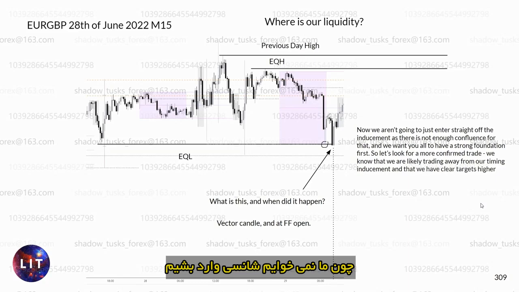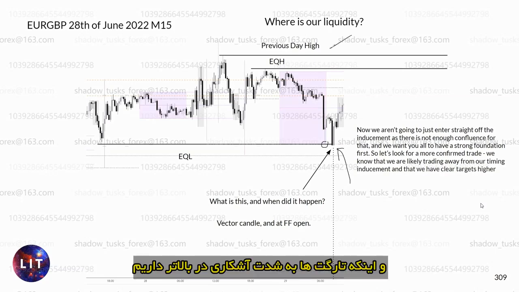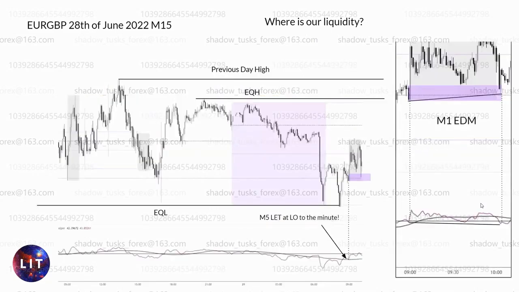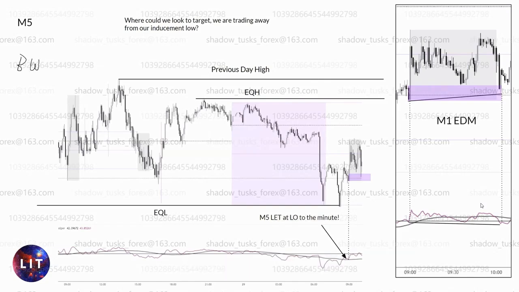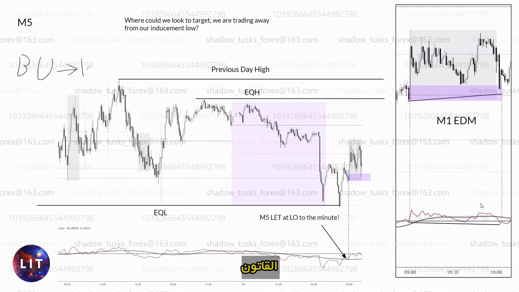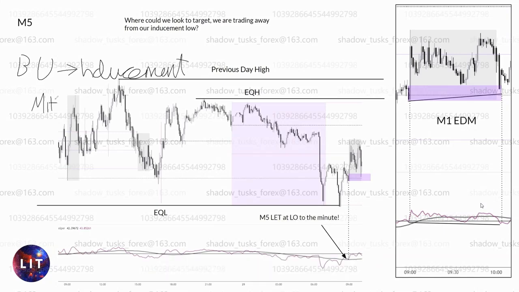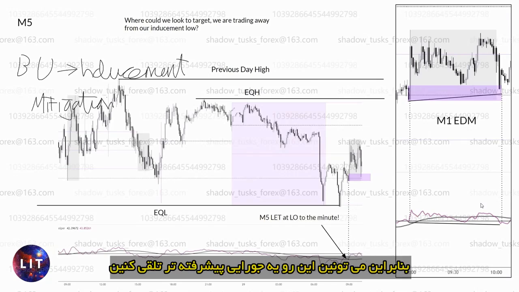We don't just want to randomly jump in. We know that quite likely we're going to be trading away from this inducement and that we've got very clear targets higher, right? So let's just sit on our hands. Let's let price action come to us and we'll see what we've got. So to start off, do you remember our entry helper cycle? You must have your build up, your inducement, and then ideally your mitigation. In this case, we don't quite have the mitigation, so you can consider this more of an advanced one.